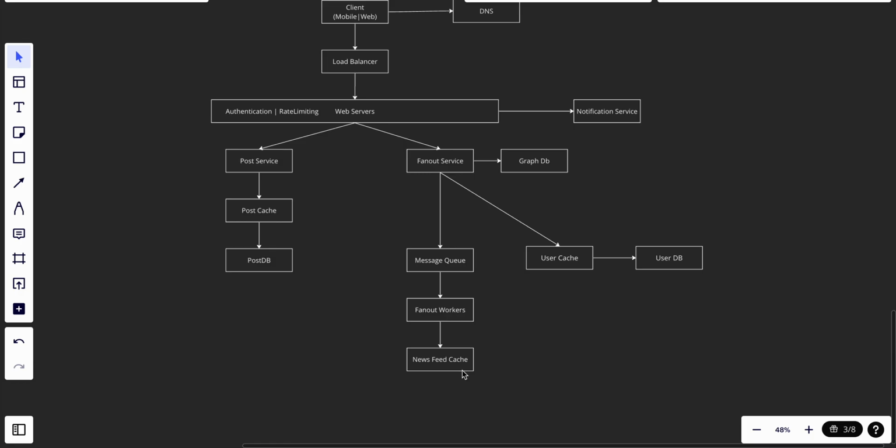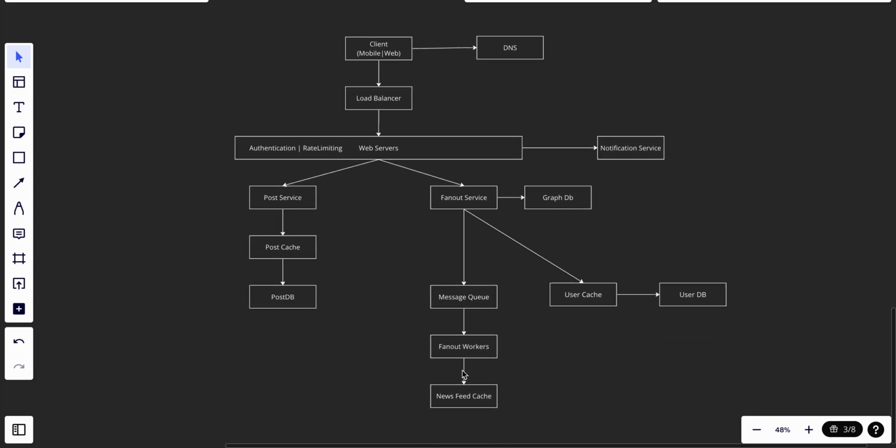So we have two things that we will talk about when it comes to this deep dive design. Beside the communication with the client, the web servers enforce the authentication and the rate limiting. Only users who are signed in with a valid token are allowed to post, and I guess also allowed to read.